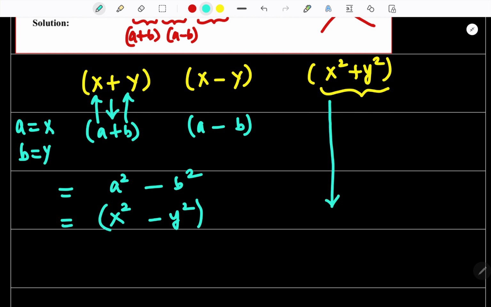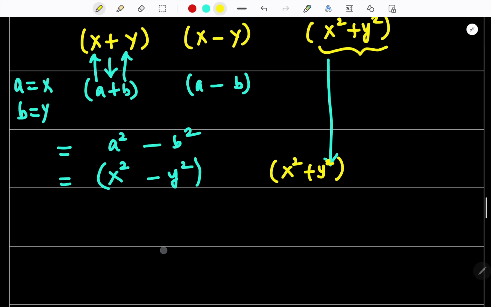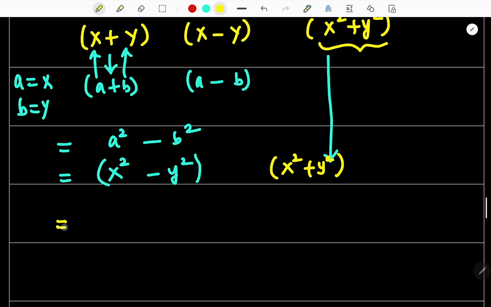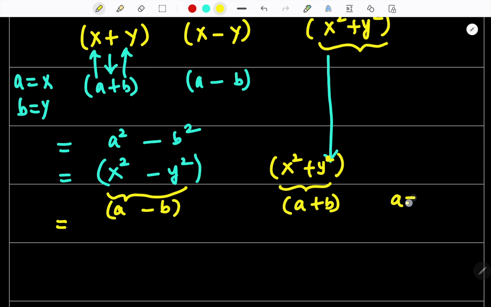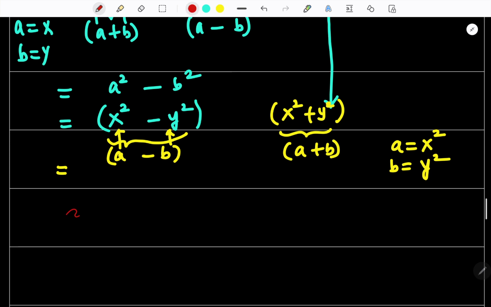After that, I bring this one. What is this? This is x square plus y square. Okay, right. Now, what is the equation you have? You have the model a minus b and a plus b. What is in the place of a? X square. What is in the place of b? Y square. So look here, a is x square and b is y square. This is equal to, what is a minus b, a plus b? A square minus b square.